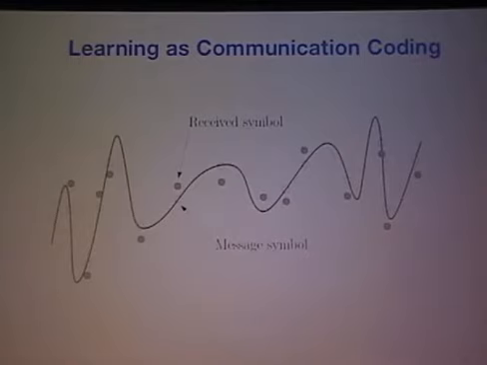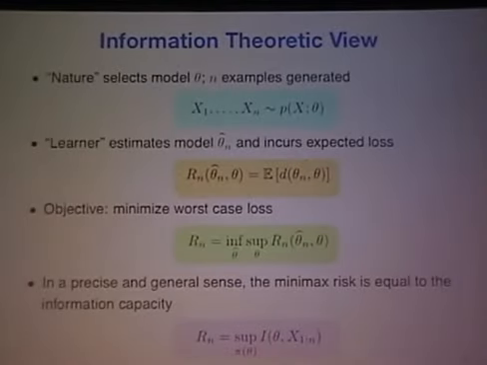Okay, so let me just remind you about what that means. In the usual minimax view, we have nature choosing some model, represented by a parameter theta, and then data are generated according to that model. And then the learner estimates a model, theta hat, based on the sample, and then incurs some loss, right, the average loss or risk associated with the estimate. And the objective in the minimax framework is to minimize the worst case loss.